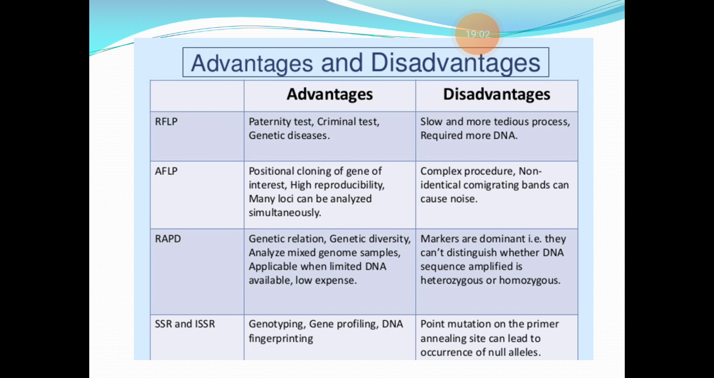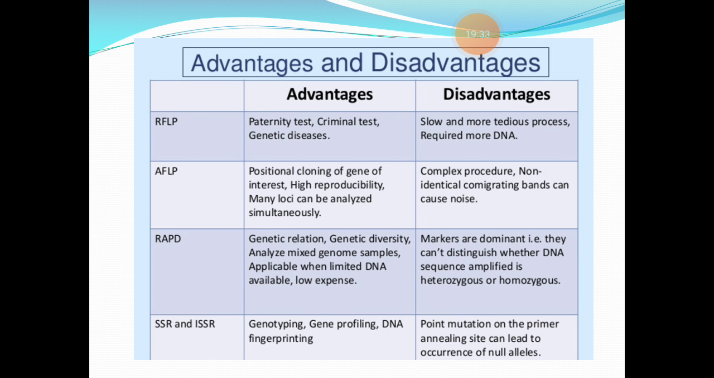Then we have to discuss advantages and disadvantages of these 3 methods, whatever you have learnt. Coming to RFLP, advantages: paternity test, it is used for identification of criminals in forensic medicine and to identify genetic diseases. Disadvantages: it is slow, more tedious, quite costly, and requires more DNA samples.